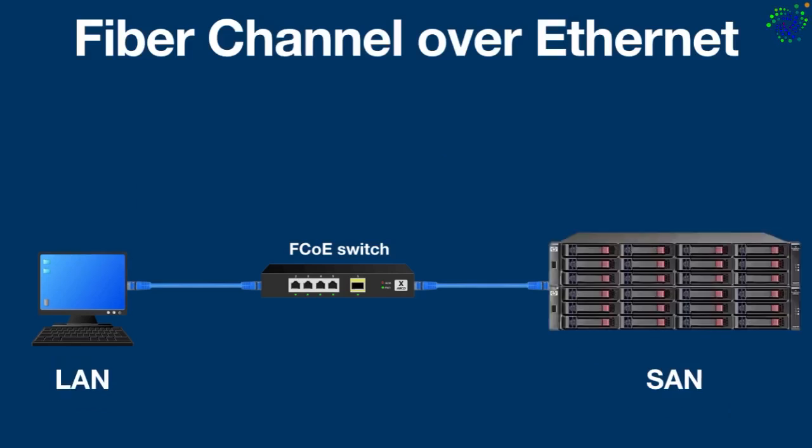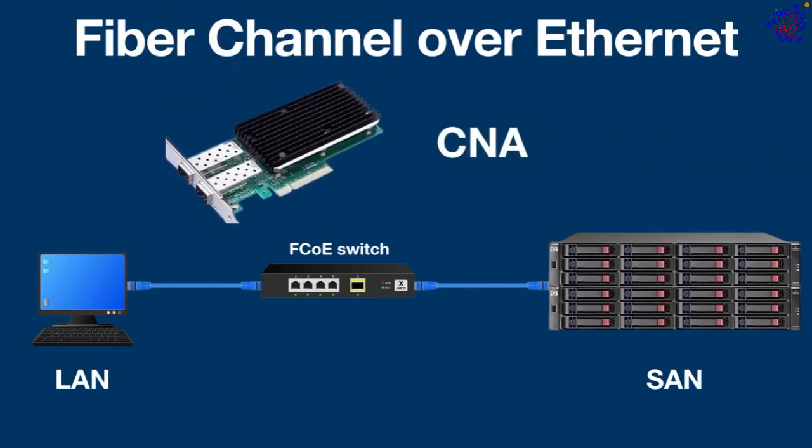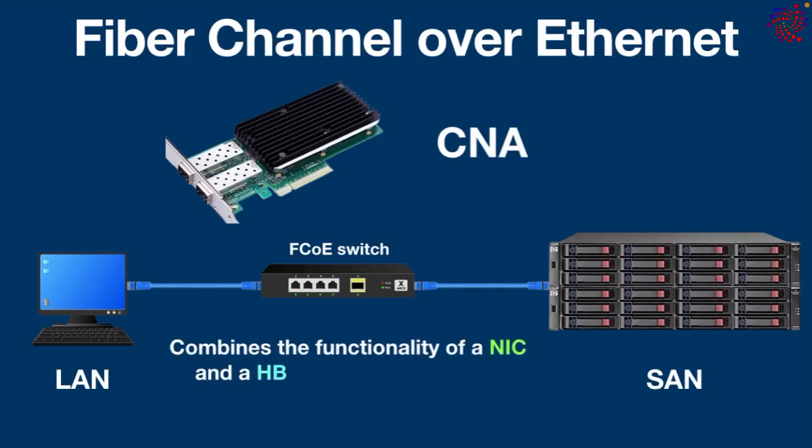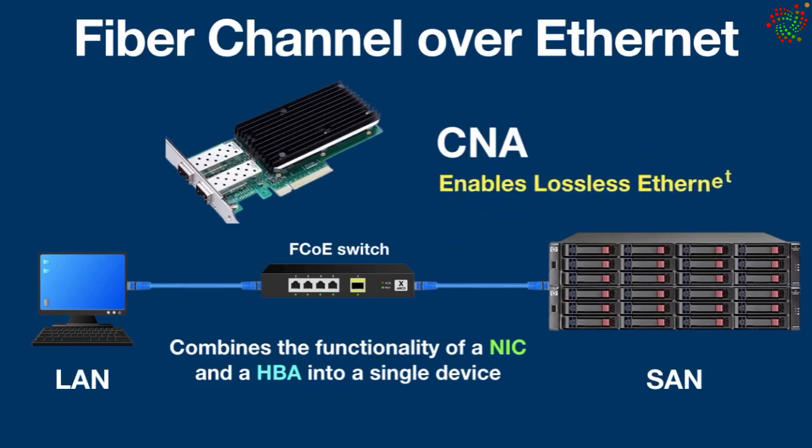Okay, now to make Fibre Channel over Ethernet work, a special type of network adapter called a converged network adapter is used. A CNA is a hardware component that combines the functionality of a network interface card and a host bus adapter into a single device. This allows a single card to handle both standard network traffic like Ethernet and storage network traffic like Fibre Channel. A CNA not only provides the required physical connectivity but also enables lossless Ethernet. This is crucial because Fibre Channel is a lossless protocol and storage area networks expect lossless communications.